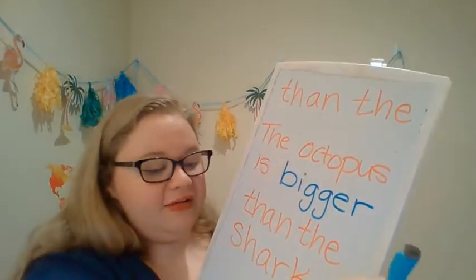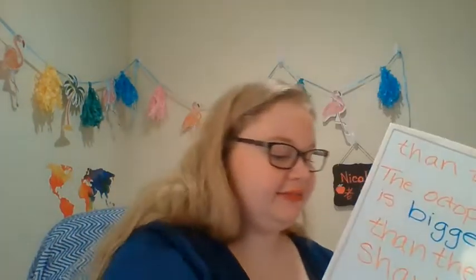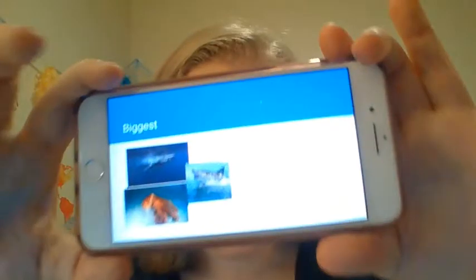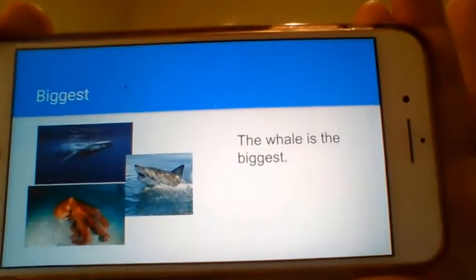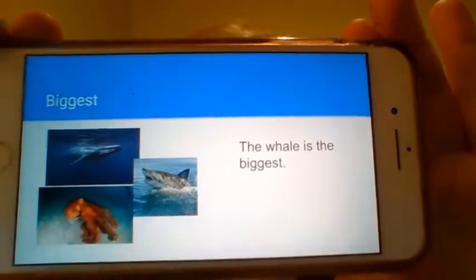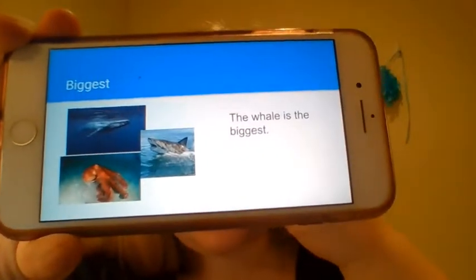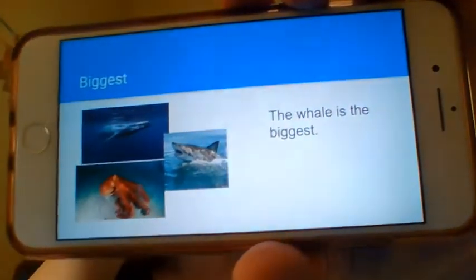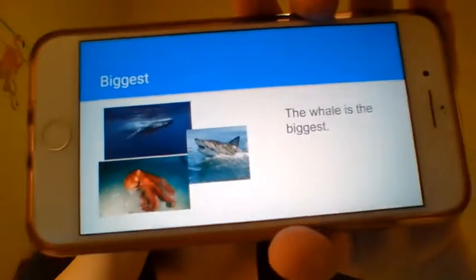Right. Now we're going to talk about biggest. Biggest. And I want to read this together. So let's read it together. The whale is the biggest. So that's pretty much saying out of these three animals, the whale is the biggest.